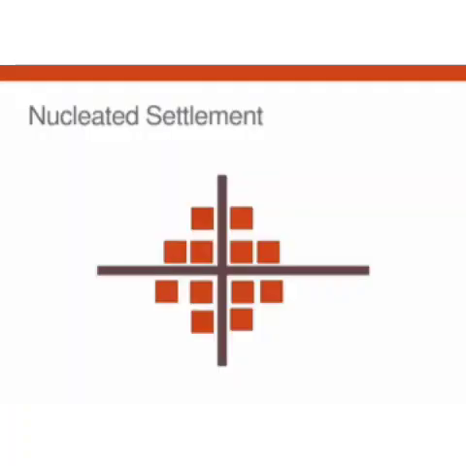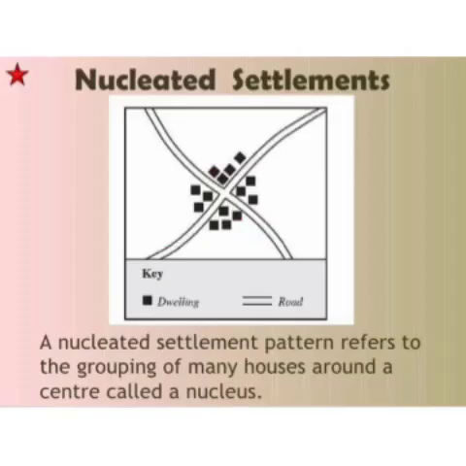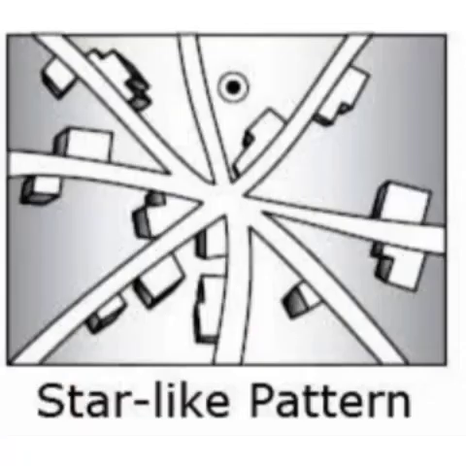Now, the next is the nucleated pattern. So, nucleated patterns are compact settlements where dwellings are located close together. This pattern is found in plains. These settlements are found at crossroads in the form of markets. You can see this on the screen, that this is the nucleated type of pattern.